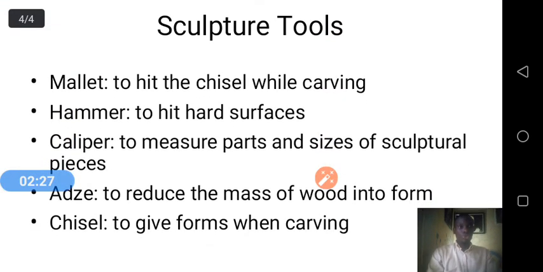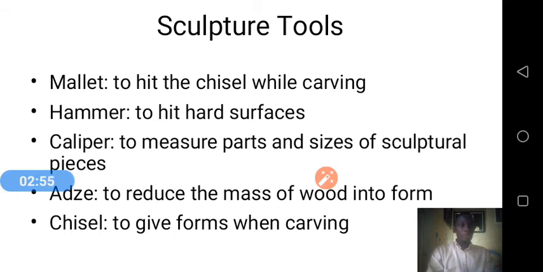Sculpture tools, you should be able to relate with this because some of these tools are common tools that we use in our household. Number one, mallet. The mallet is used to hit the chisel while carving, be it wood or stone. Number two, hammer. It's used to hit hard surfaces. Number three, caliper. The caliper is used to measure parts and sizes of sculptural pieces.